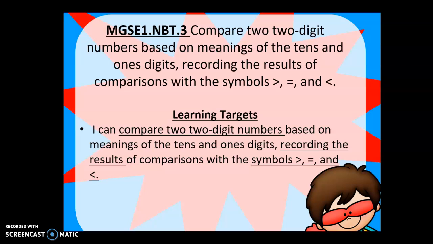Let's look at our learning target. I can compare two-digit numbers based on meanings of the tens and ones digits, recording the results of comparisons with the symbols greater than, equal to, or less than.